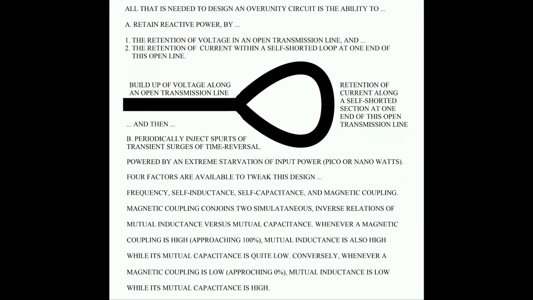So all that is needed to design an over unity circuit is the ability to retain reactive power. You want it to build up, and you want it to build up at a rate which is faster than the rate at which you will be spending and or losing real power. So obviously some of that reactive power is going to convert into real power prior to its loss as real power. But as reactive power, you can't lose it.